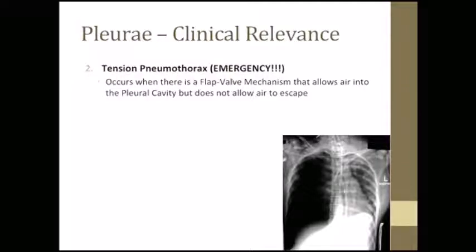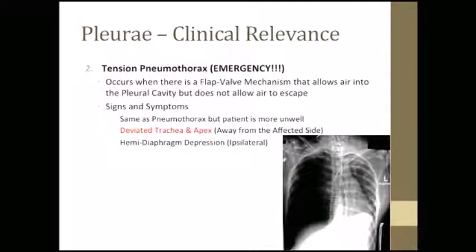So therefore, in a tension pneumothorax, you have a buildup of pressure in your pleural cavity, and this can lead to a few drastic effects, such as pushing your heart to one side, pressing the great vessels, causing hypotension, causing you to become hemodynamically unstable. So the symptoms are basically the same as pneumothorax, but the patient is more unwell, and you have a deviated trachea and apex. So if you put your 3 fingers over your trachea, you can feel a deviated trachea. And this is usually away from the affected side, so think of it as the air on the affected side is pushing the trachea to the other side.